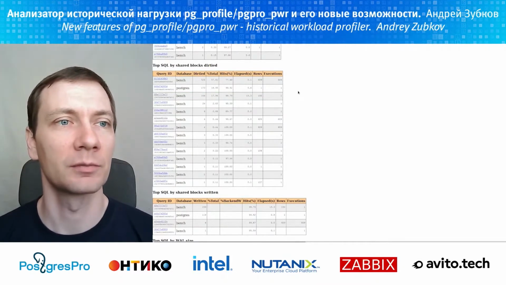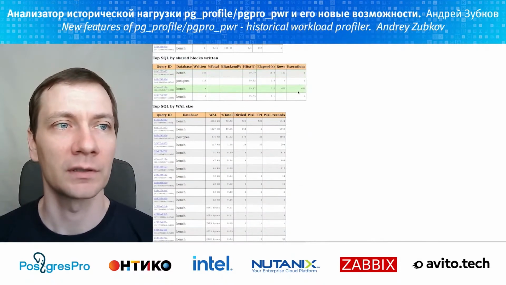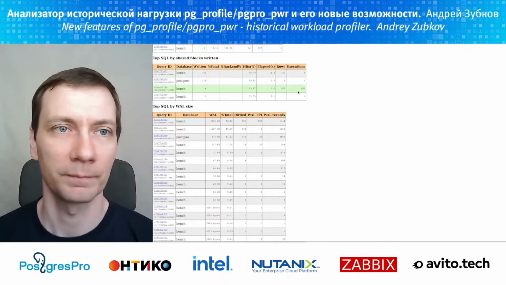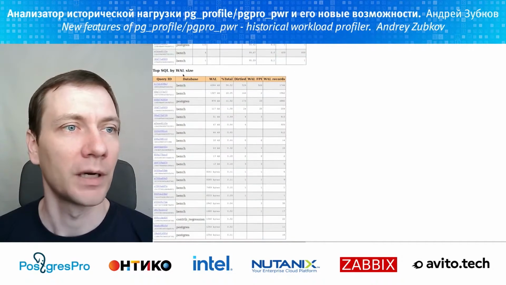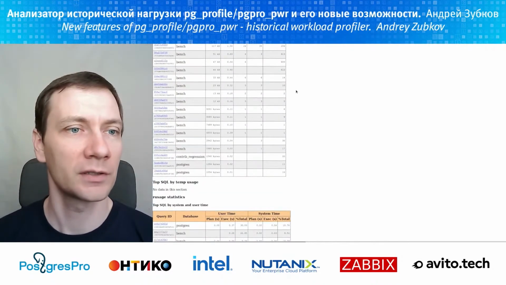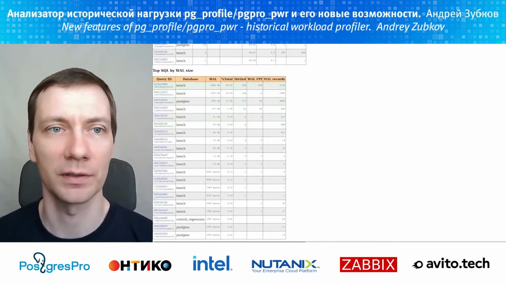Shared blocks dirtied, to check which queries alter blocks the most. Shared blocks written are blocks that the statement had to send to disk on its own. WAL size, well, it's clear. Statements by WAL, the generation on volume.